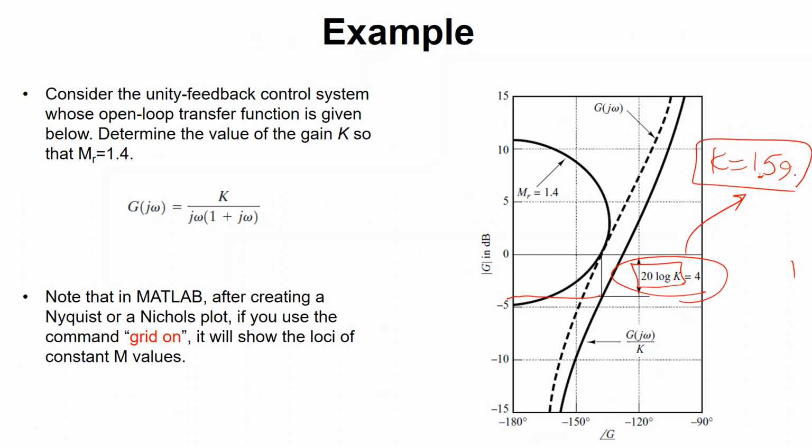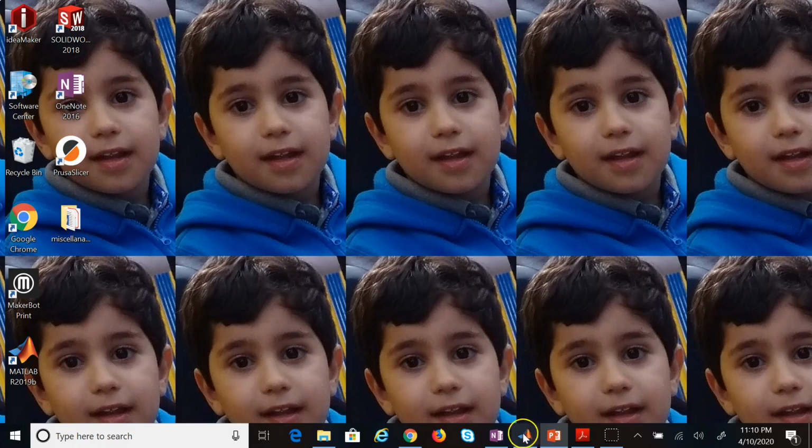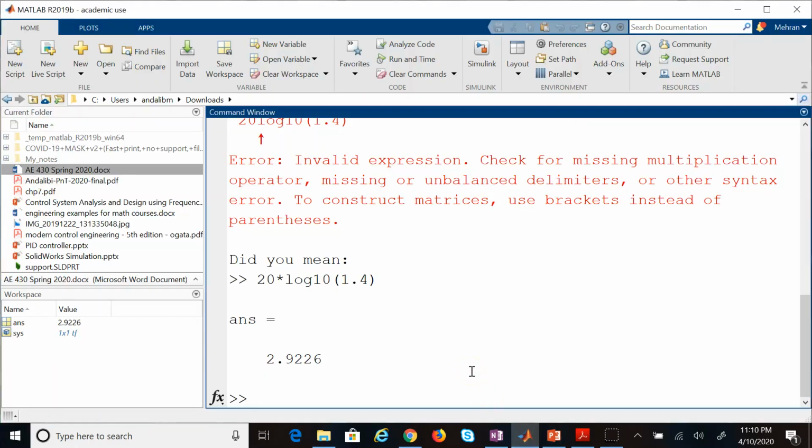Okay, so that's how much gain I need to make this much peak magnitude happen. And again, you might wonder, well, can I do this in MATLAB? Yes, because drawing these loci by hand is not really easy, but MATLAB does it for you. In a Nichols plot, all you need to do to add these loci is simply say grid on.